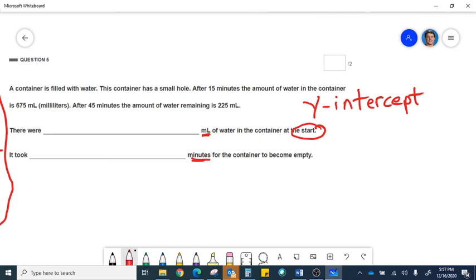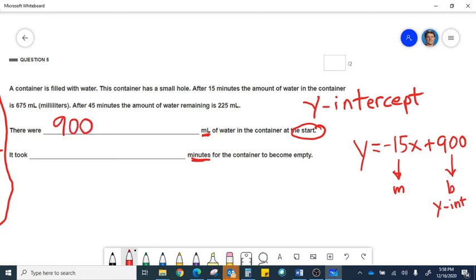Now, we know from slope-intercept form, we keep going back to that same equation. We got negative 15x plus 900. This is m, that's my slope, and this is b, and that's my y-intercept. So I've already solved that thing right there. This one right here, it's 900. There were 900 milliliters of water in the container at the start.